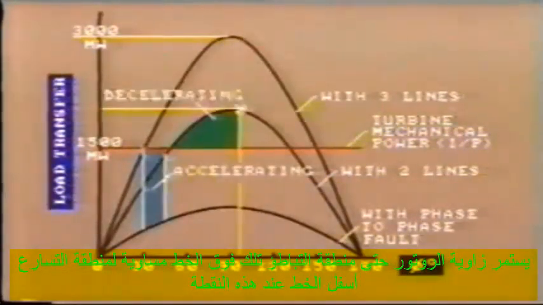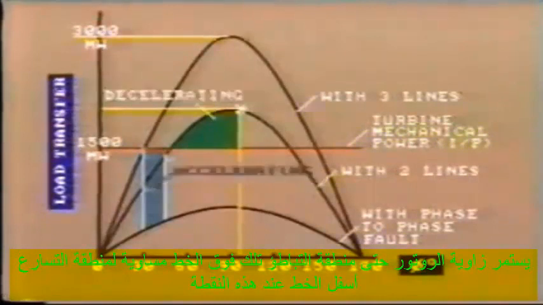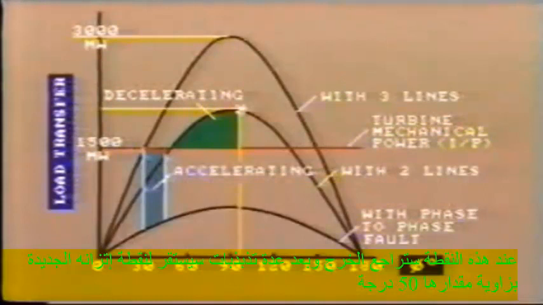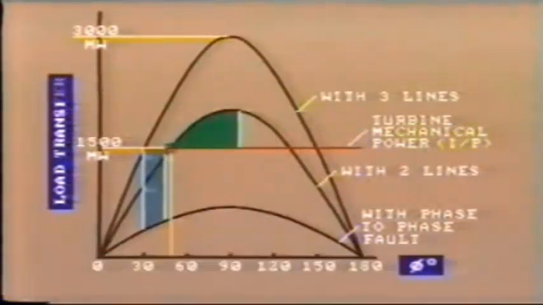The rotor angle will continue advancing until this decelerating area above the line is equal to the accelerating area below the line. At this point, power output will fall back and after a few oscillations will settle to its new equilibrium position, that is, with a transfer angle of about 50 degrees. This is an interesting case. We can see that the rotor has advanced beyond the 90-degree phase angle. Nevertheless, it's been able to recover and remain in step with the system.